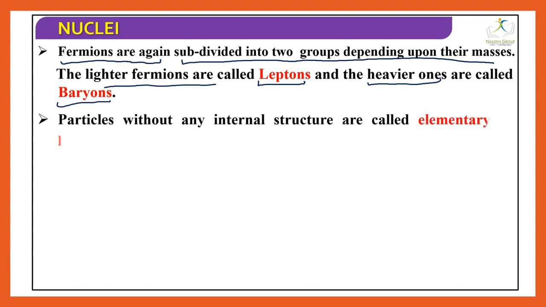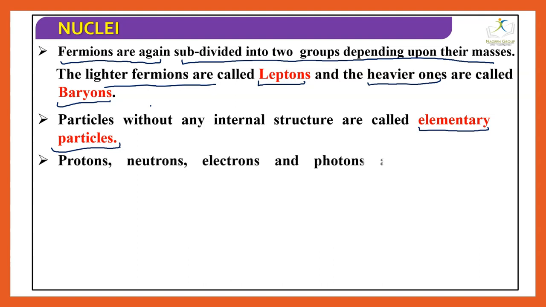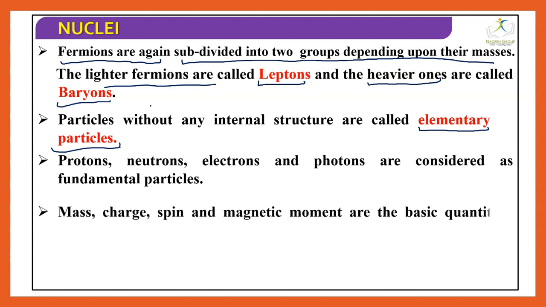Particles without any internal structure are called elementary particles. They don't have any structure, such as a spherical shape, and they don't have any shape or colors. Proton, neutron, electrons, and photons are considered fundamental particles. Mass, charge, spin, and magnetic moment are the basic quantities used to identify the elementary particles.